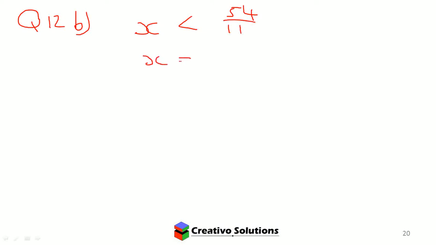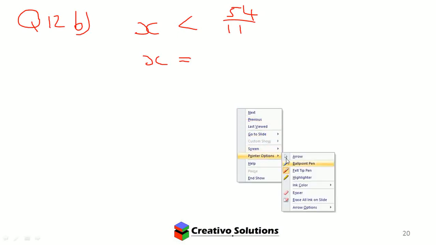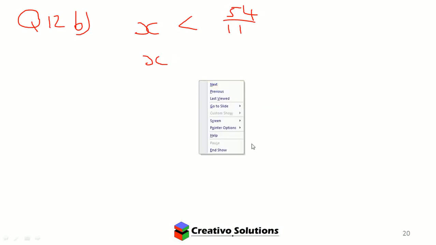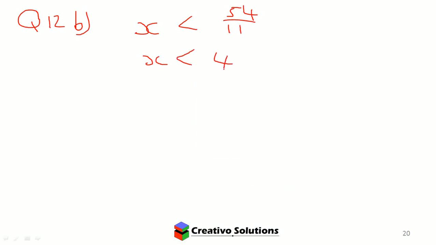I would suggest it is a good idea now to actually calculate what 54 over 11 is, which we now know is, I need to quickly rub this out, that's not the right sign. This is the right sign. And then we get 4.9090 recurring.